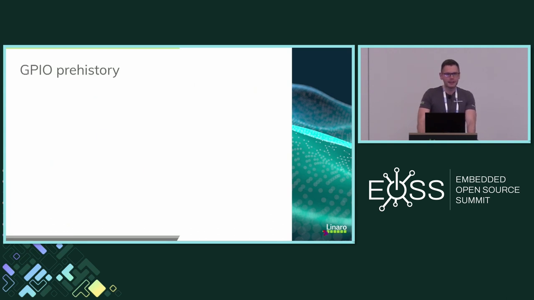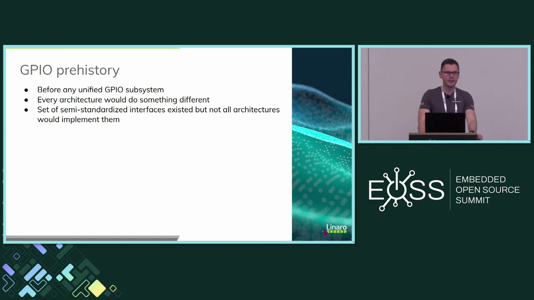The GPIO subsystem has had three main epochs in its history. So the prehistory is the time where we didn't have anything unified. So every subsystem did something differently. Some symbols would be standardized and used by multiple drivers, but many would add their own extensions or their own symbols.